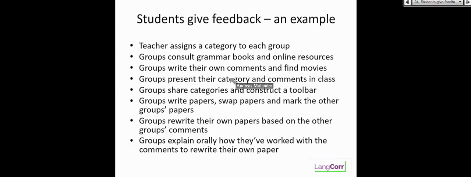This is the first part of the job. When that's done, the groups have to write papers, or they can do it individually. When they've done that, you swap the papers, and you make sure that another group marks the other group's papers, so to speak. Then the groups get their papers back, and they have to rewrite their own papers based on the other group's comments. And then they have to explain to each other why they've chosen the comment that they've chosen.